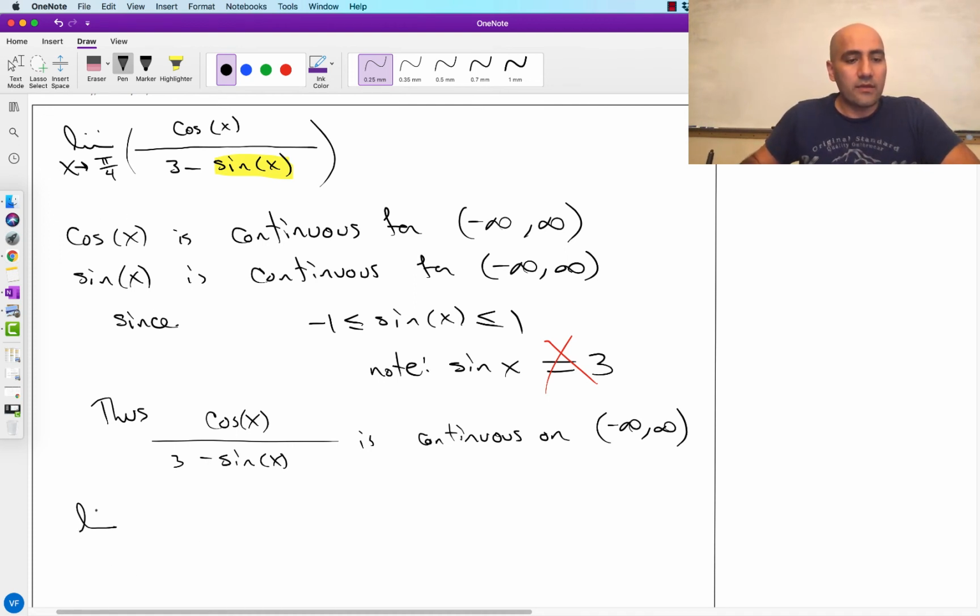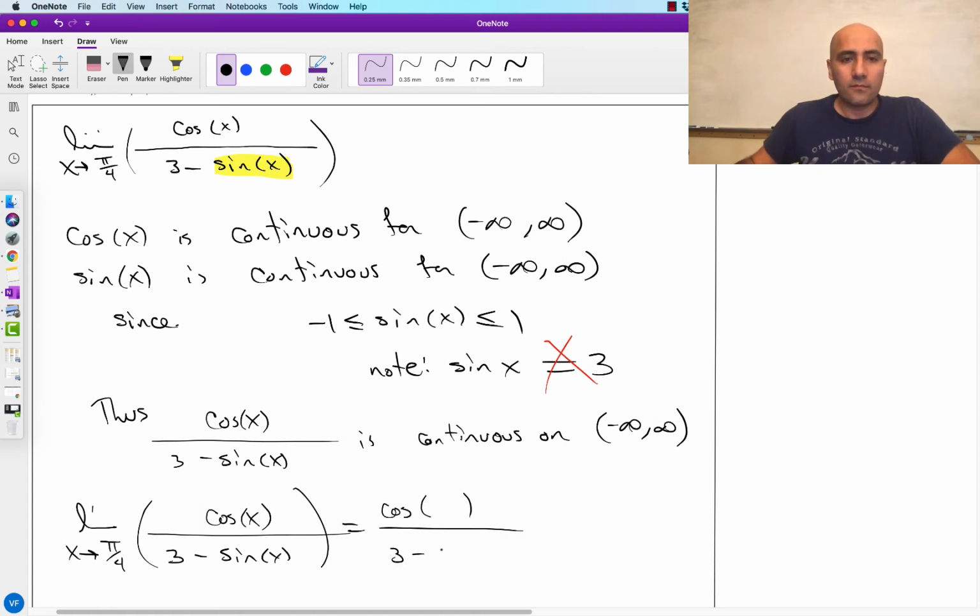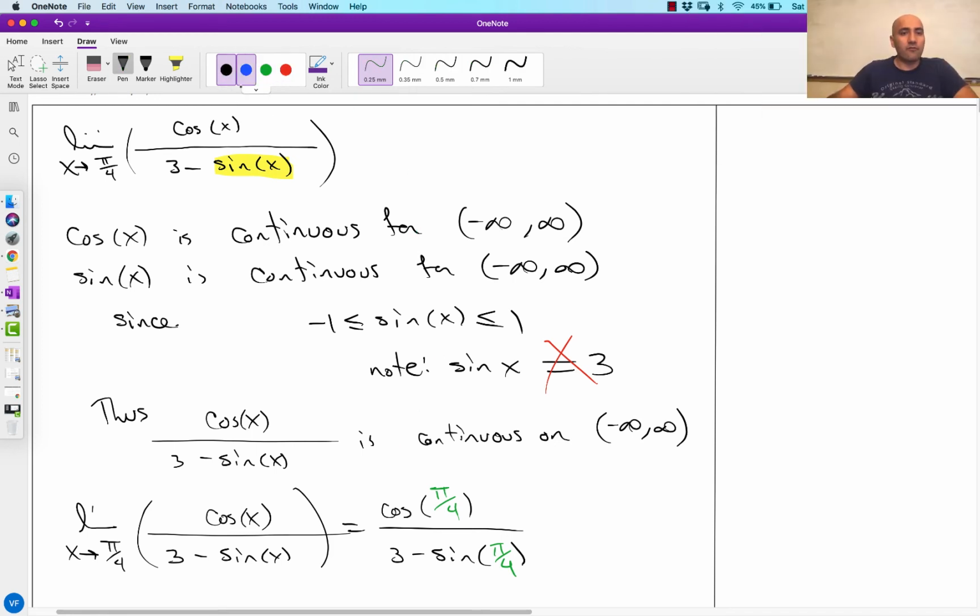So the limit as x approaches pi over 4 of the function is cosine pi over 4 over 3 minus sine of pi over 4, right? All we're doing is evaluating that rational function at that value, pi over 4. That's allowed as long as we know that the function is continuous. If we go back to our definition of what it means for a function to be continuous, remember that the limit as x approaches a of f of x is equal to f of a, right?